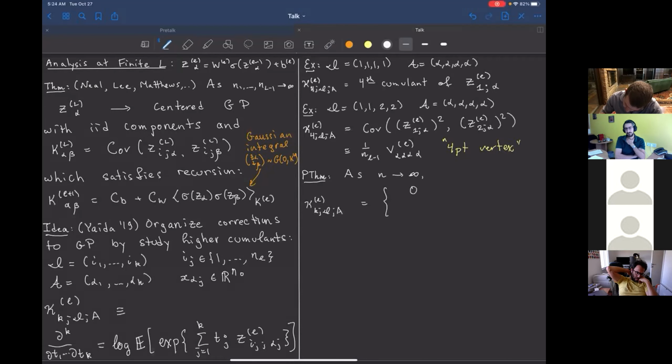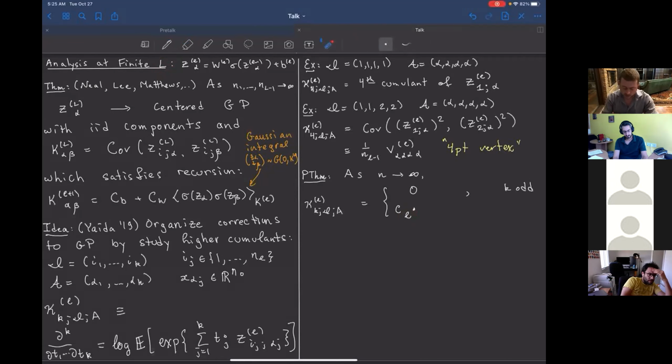Okay, so first of all, the odd cumulants are 0. That's just by symmetry, that's trivial. And then the even cumulants look like this. They're a constant which depends on the time parameter, which I will get back to in a second. But for now, L is fixed, and so little l just goes from 1 up to capital L.